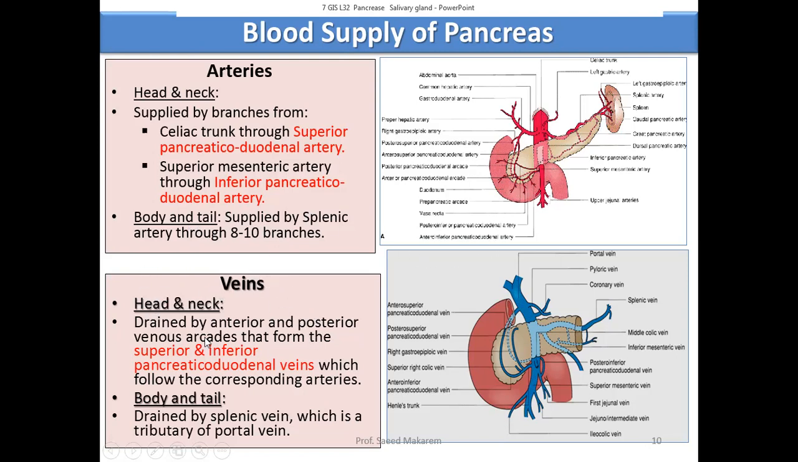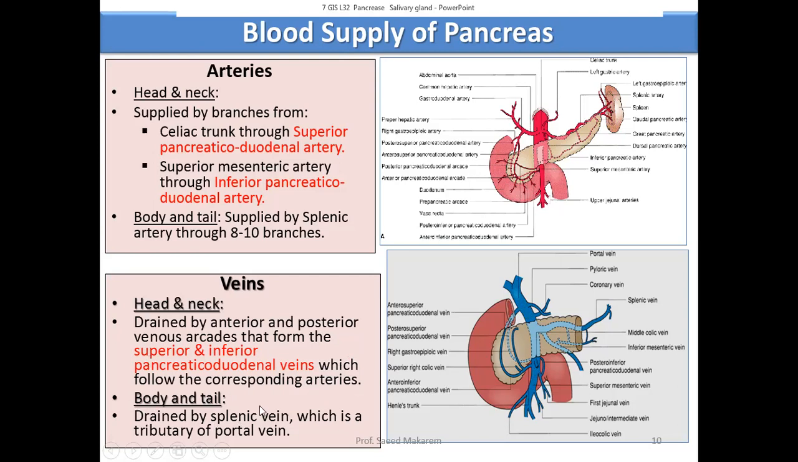So the head and neck are drained by veins similar to the arteries. The names are similar. Drained by the anterior and posterior venous arcades that form the superior and inferior pancreaticoduodenal veins. Pancreaticoduodenal arteries here, and similarly we have the veins together. These are called the superior as well as the inferior pancreaticoduodenal veins. This is the superior and this is the inferior, which will drain to the corresponding vein. The superior will be draining into the portal vein, and the inferior will be draining into the superior mesenteric vein.